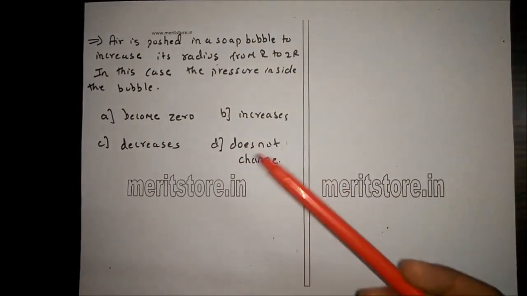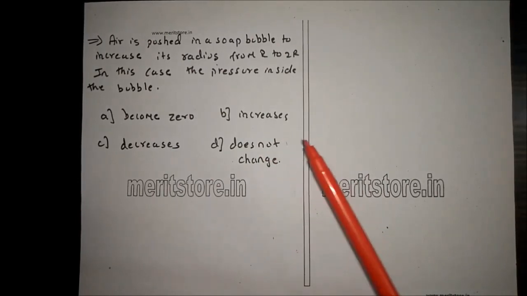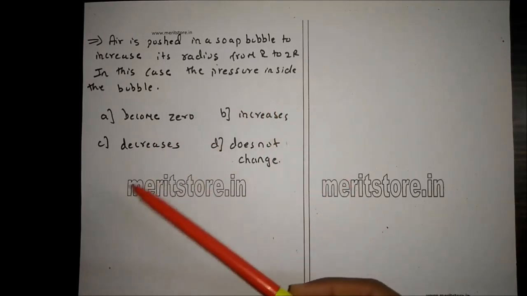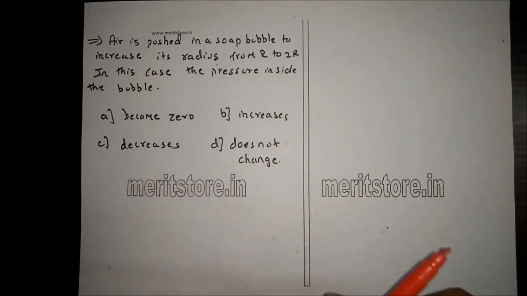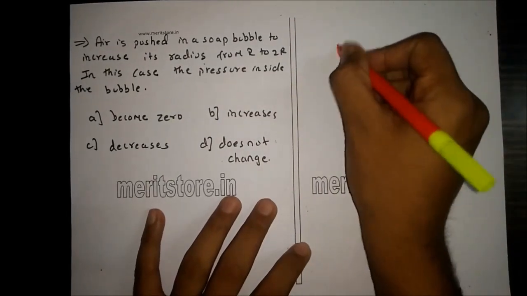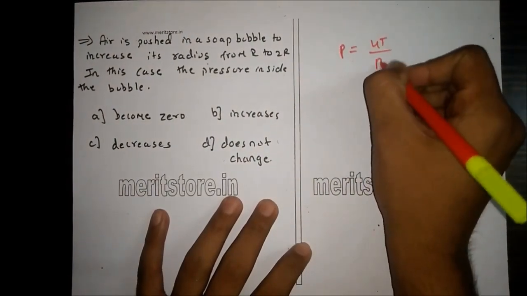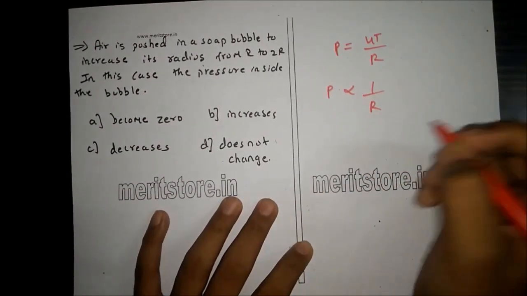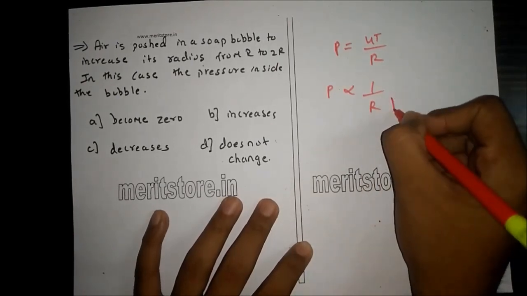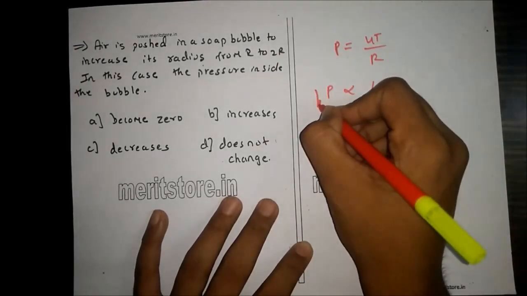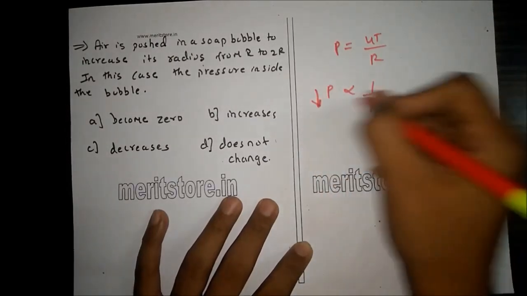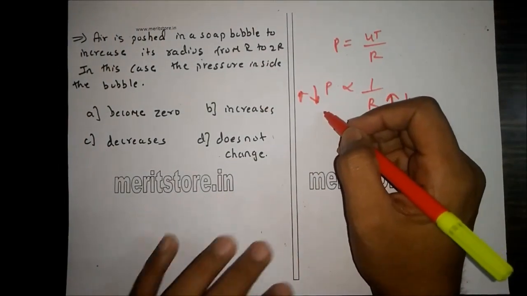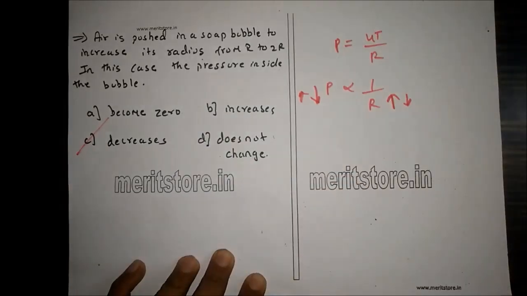Air is pushed in a soap bubble to increase its radius from R to 2R. In this case, the pressure inside the bubble A becomes 0, B increases, C decreases, and D does not change. Now, the excessive pressure in a soap bubble P is given by the formula 4T upon R. So we can say that P is inversely proportional to R. Thus, if R is increased, P will obviously decrease. If R was decreased, P would increase. But in the question, radius R is increased, therefore P will decrease. So here the correct answer will be option C, decreases.